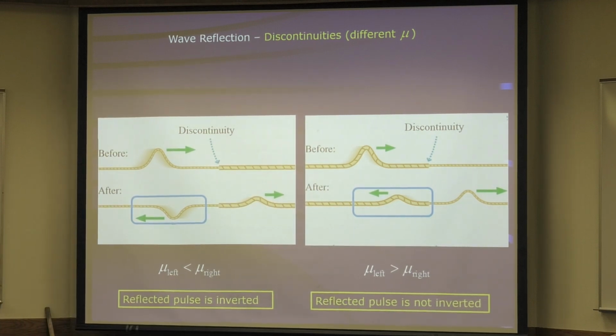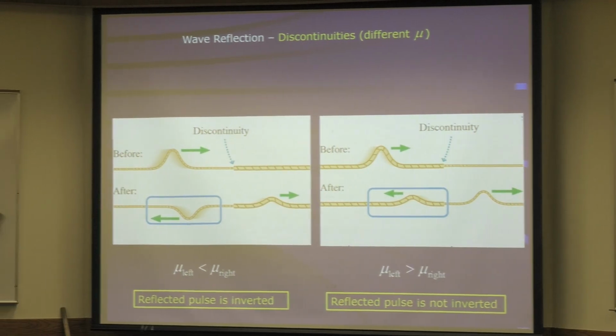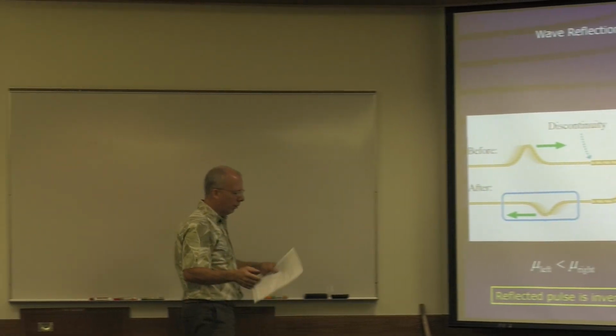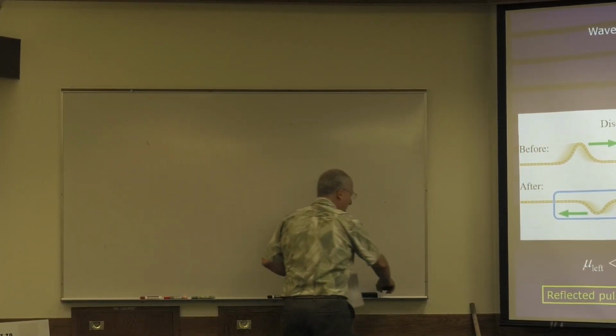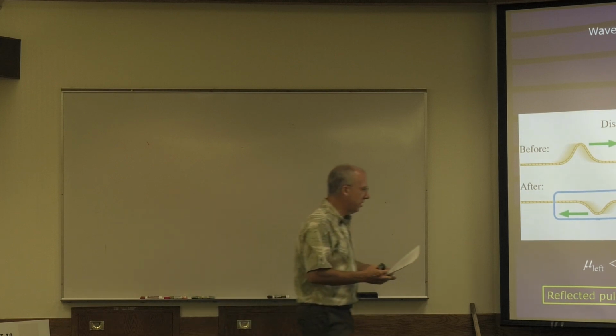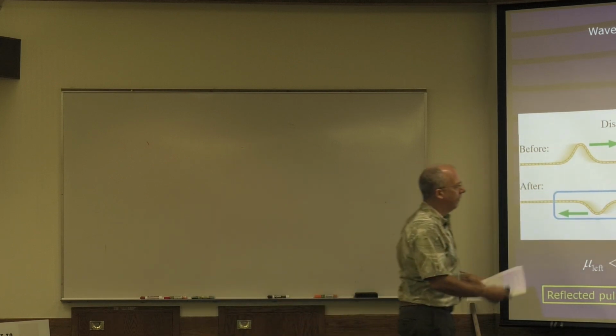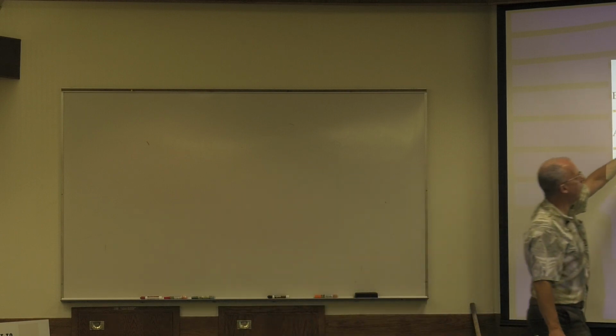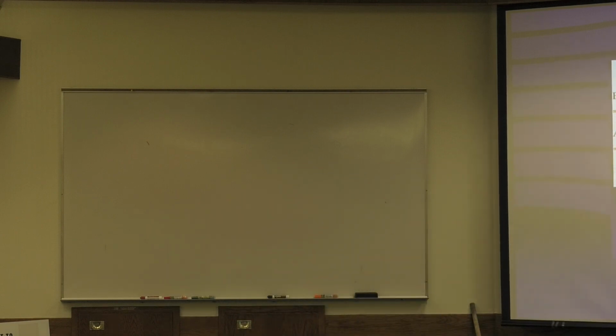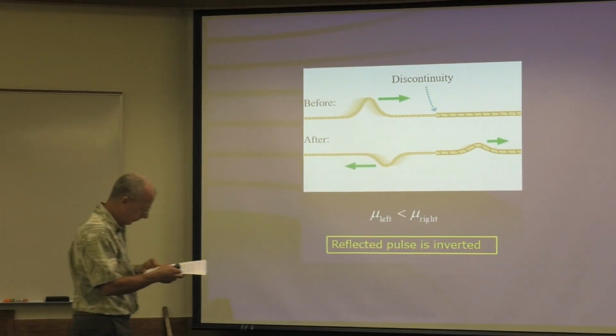Just the reflections. Okay, now, what's this got to do with light? I thought we were talking about light. Well, hold on. What we care about is this situation, so we're going to concentrate on that. When mu left is less than mu right, it's inverted.